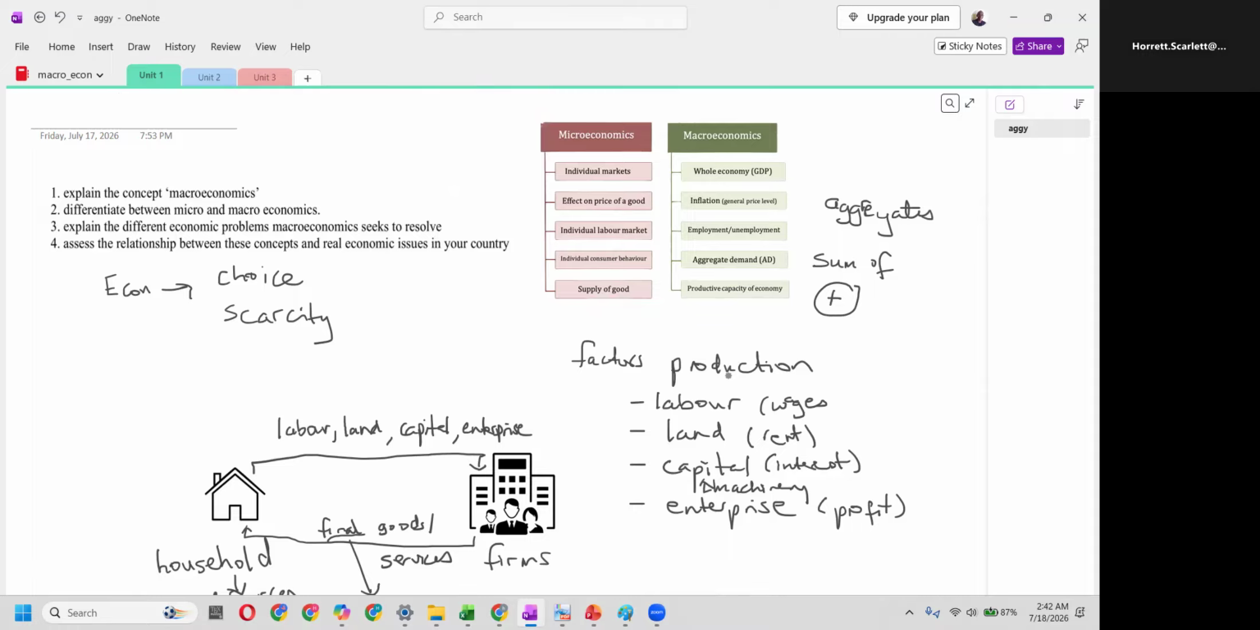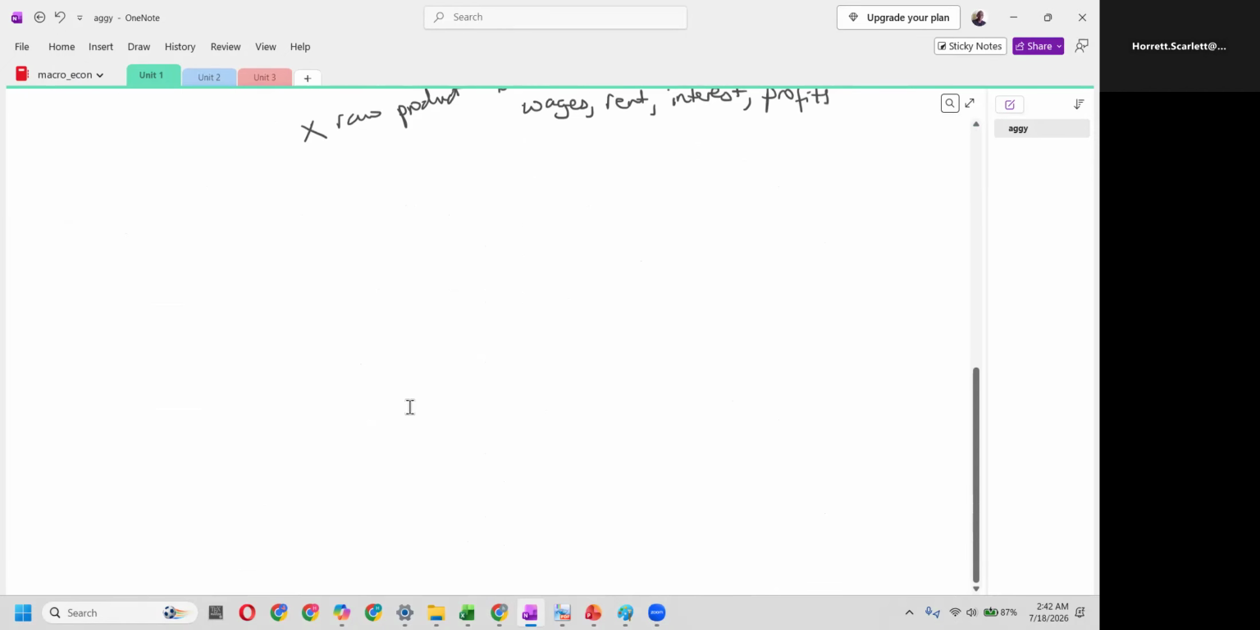Now, what are the different economic problems that macroecon is trying to resolve? Let's have a look at that. Bear in mind that we are saying that macroecon is looking at the sum of the choices which have been made. And so there are three important things that macroecon wants to grapple with.